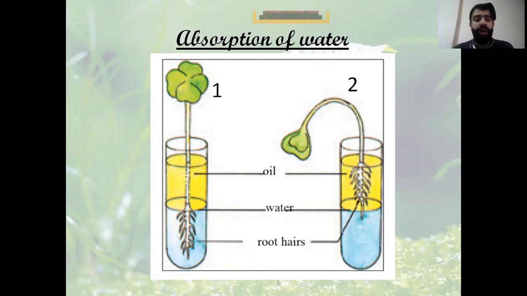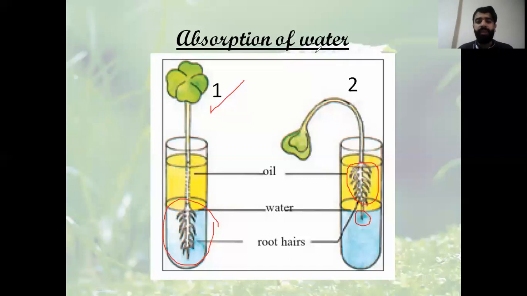Plant 1, where the root hair and the root cap, both of them are placed in water. So the plant lives normally, it develops normally, it has normal growth. However, in plant 2, where the root hairs are placed in oil, while the root cap is placed in the water, what happened? The plant dies.